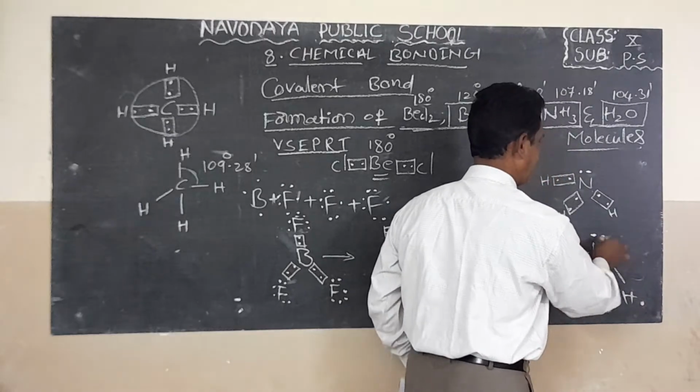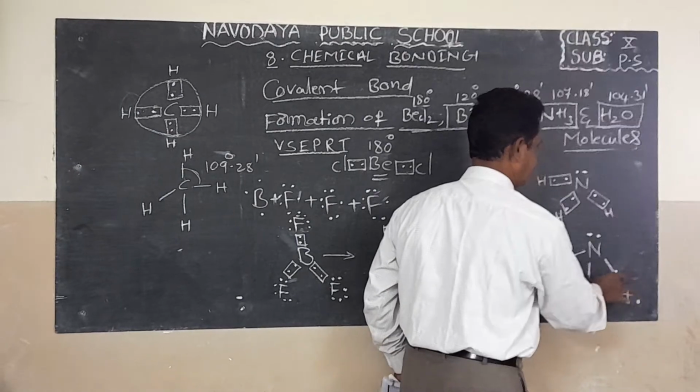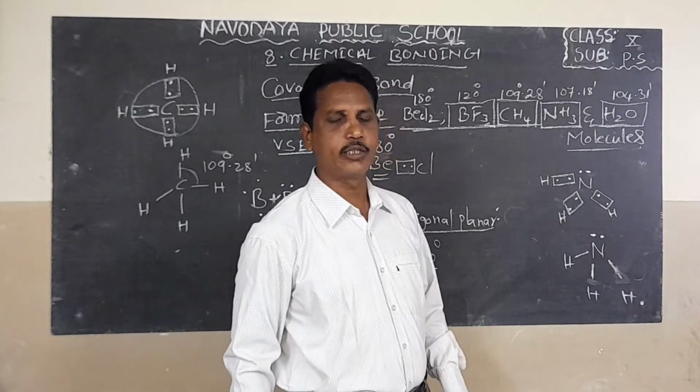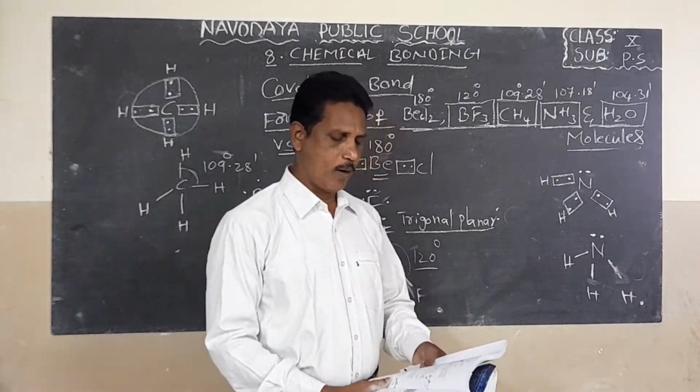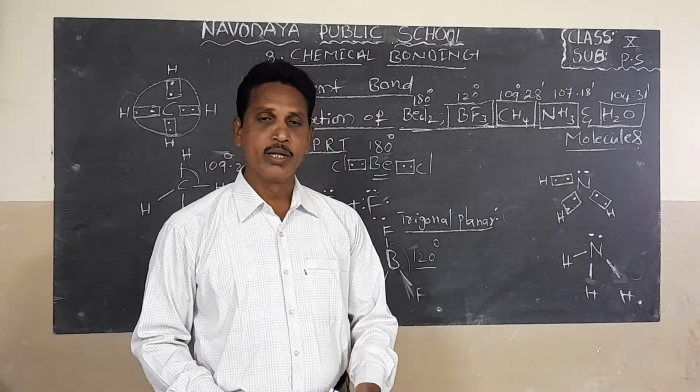These are the lone pair of electrons. These are the bond pairs. There are three single covalent bonds present in the ammonia molecule. See page number 170.